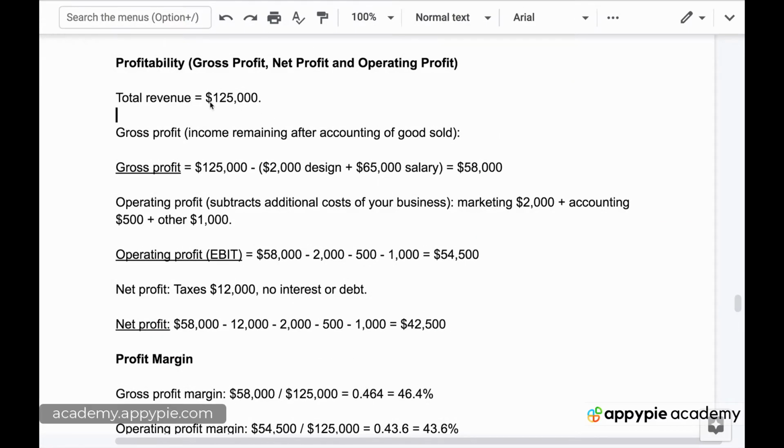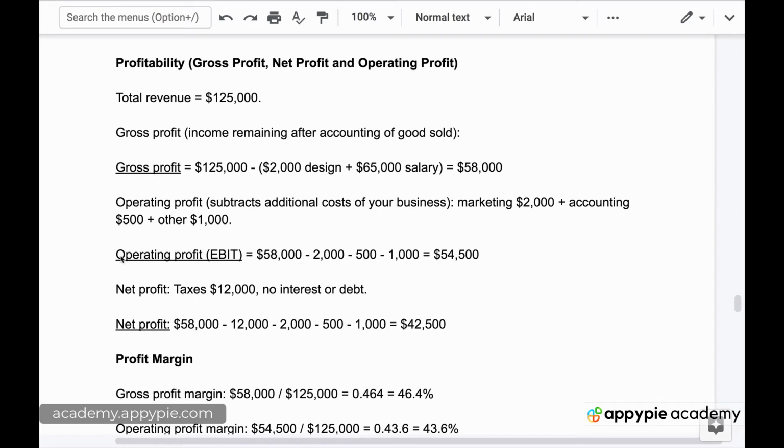So the total revenue is $125,000. The cost of goods, basically salary for programmers, which is me in this case, and design, is set to total $67,000. So I subtract that from 125 and you get the 58,000. That's the gross profit.